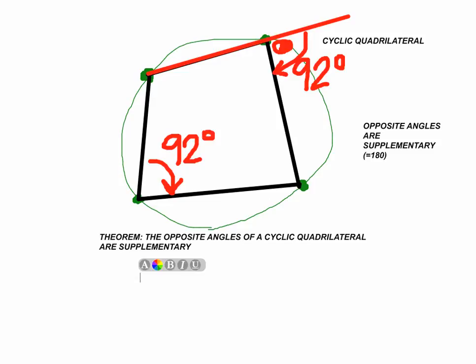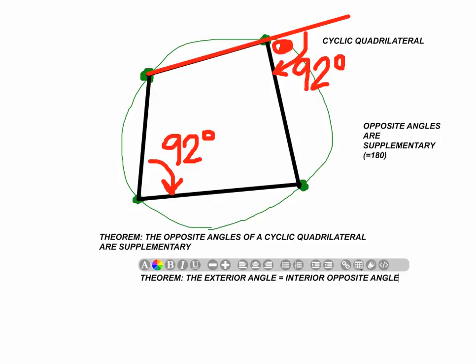There's a very fancy way of saying that, though. So I'm just going to type it up here. This theorem says the exterior angle is equal to the interior opposite angle. Now that's a fancy way of saying something really simple. Basically, the angle on the outside is equal to the furthest angle away from it on the inside.